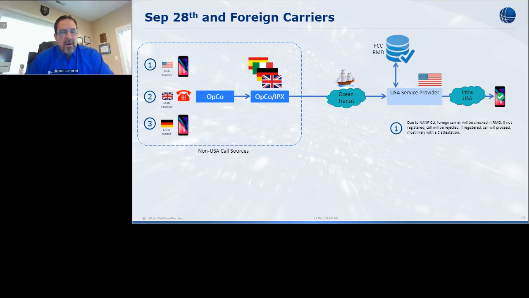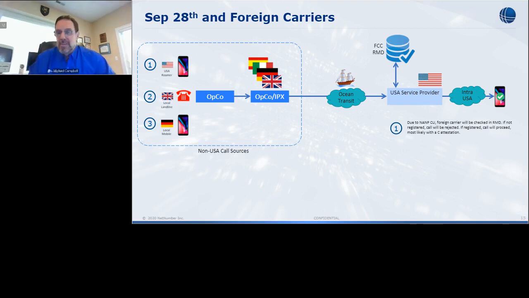So if I look at the first class of calls, this is U.S. roamers that are overseas calling home. What you'll see there is they meet the criteria of the second report and order. This is a North American number plan CLI, and that carrier will be checked against the robocall mitigation database. Now, if the carrier is registered there, then the call can proceed. If the carrier is not registered there, the call will be rejected.